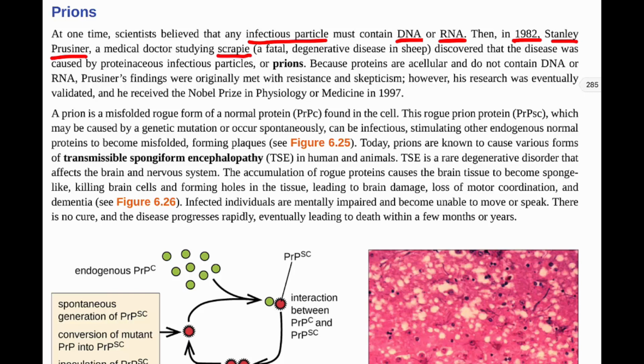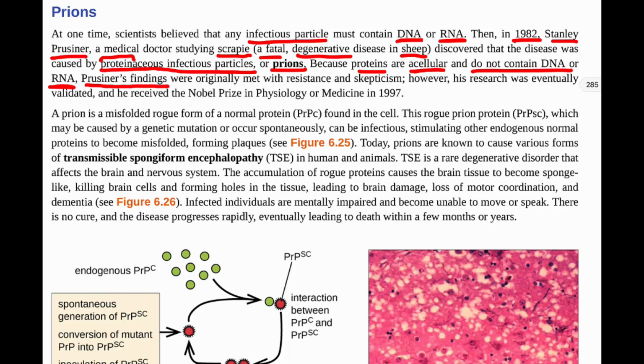he was studying scrapie, which is a disease in sheep, a degenerative disease, meaning that they degenerate over time and then die because it's fatal. He discovered that the disease was caused by a proteinaceous infectious particle. Proteinaceous, based off of protein, a protein-based infectious particle, what are now called prions. Proteins are acellular, of course. It's just a protein hanging out there, it's not a cell, and it doesn't contain DNA, it's just a protein, or RNA.